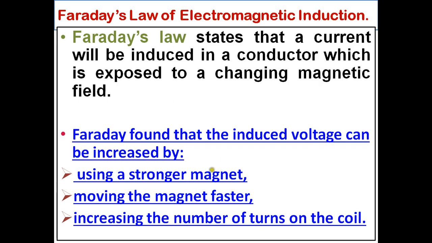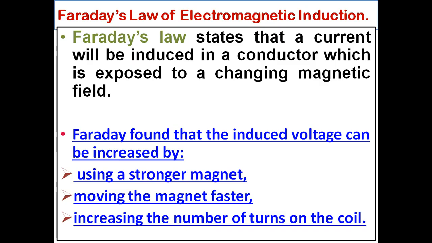So first, Faraday is saying that the induced voltage can be increased by a stronger magnet. Secondly, when you are moving the magnet faster, the induced voltage will also increase. And the third thing, increasing the number of turns on the coil, will increase the induced current or voltage.